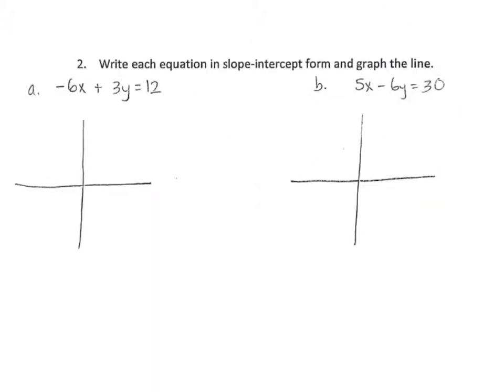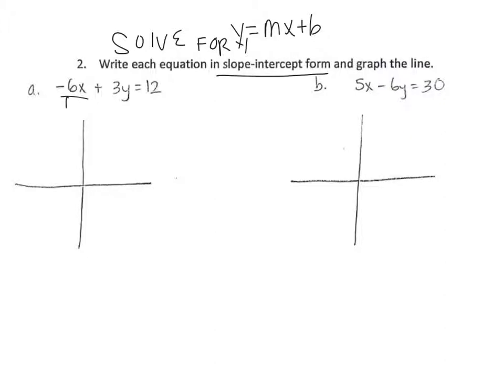Even though these are both in standard form, it says to write it in slope-intercept form. Remember, slope-intercept form is y equals mx plus b. So that means I need to solve for y. To solve for y, I need to get rid of the negative 6x first. So I'm going to add 6x to each side. These two are not like terms, so I can't combine them. Now I have 3y equals 12 plus 6x.